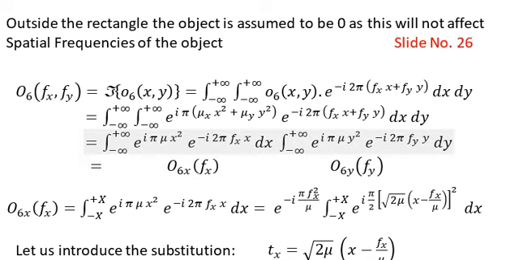So on the left hand side we have the integral as a function of x, which we have denoted by capital O with a subscript of 6x as a function of fx, and on the right hand side the integral has been labeled as capital O with the subscript of 6y as a function of fy. These are identical integrals. So what we have to do is evaluate any one of the integrals. Say, for example, the O6x integral will be evaluated next, and then we can write down the value of the O6y integral just by replacing the x variable with the y variable.